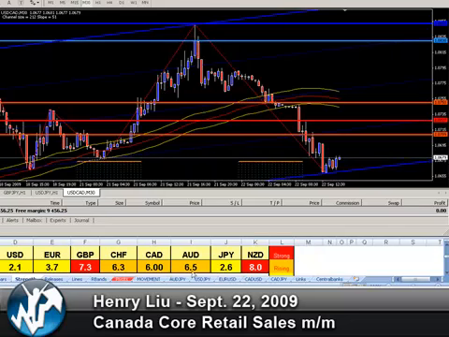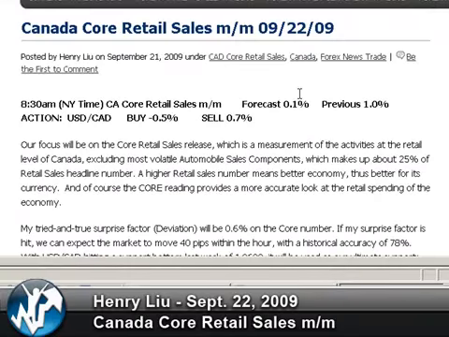It is 8 a.m. Let's take a look at today's Canada core retail sales, which is going to come out at 8:30. Basically what we're looking at is the core retail sales, or retail sales excluding the automotive components, because the auto components change season by season, and you can get a better measurement of the retail sales if you just exclude that number. And that is the number that most traders look for.